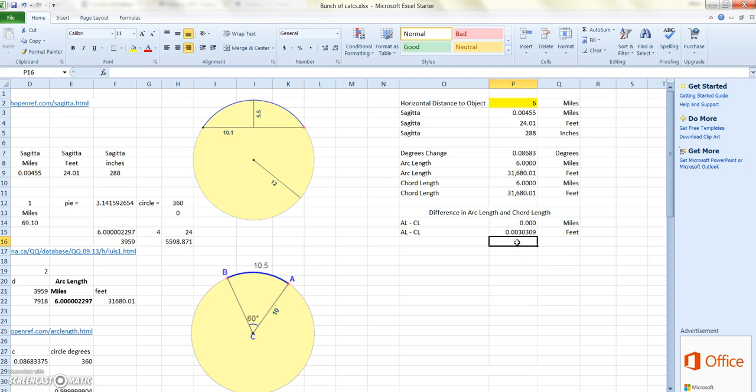If we convert that to inches, let's see how many inches that is. Equals that times 12, that's 0.03 inches. So it's really nothing at 6 miles. So let's go back to 30 miles. Now we're talking 4 inches. Okay, we're talking 4 inches difference. There's no difference is what I'm saying.